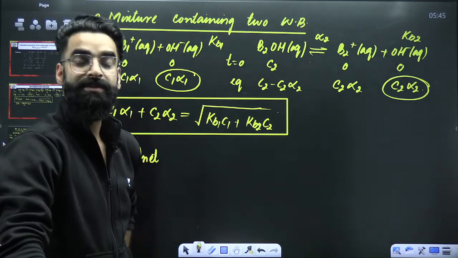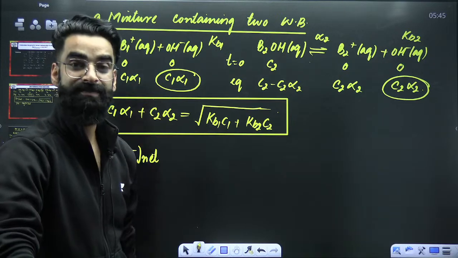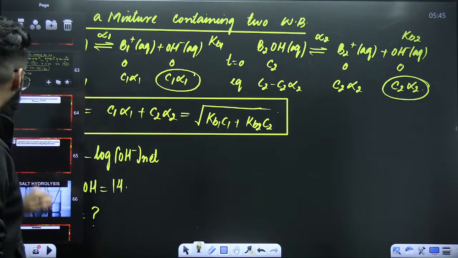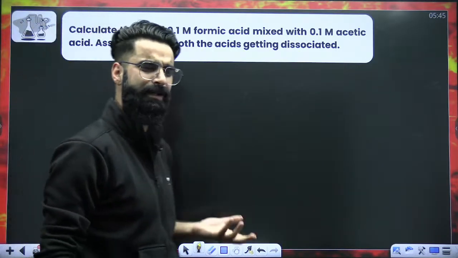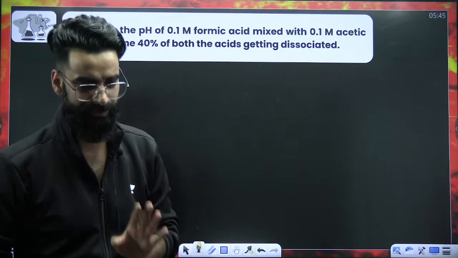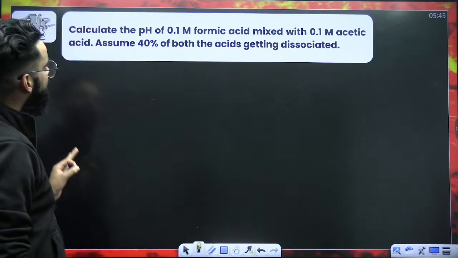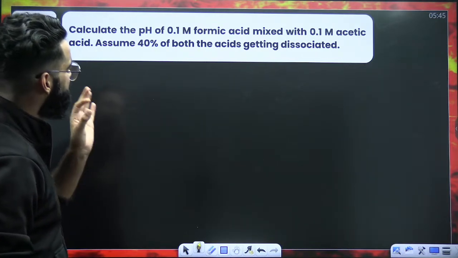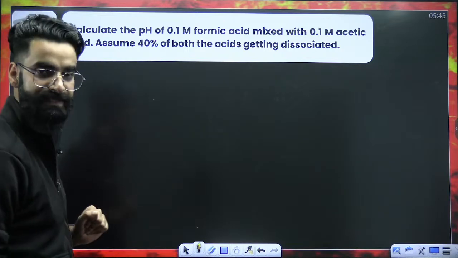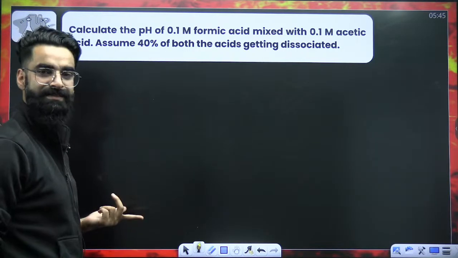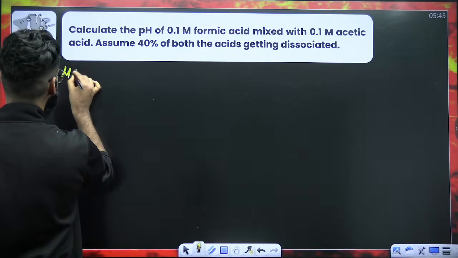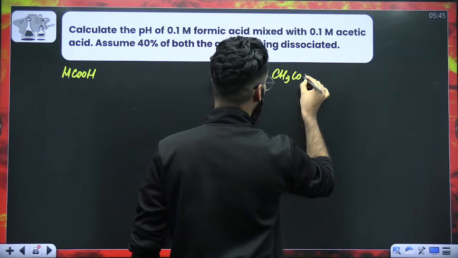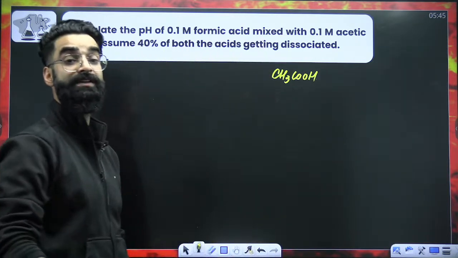All right, let's try to solve certain questions so that you can understand how these concepts are exactly used. For example, this is the question. From one particular question, you'll understand the topic properly. I'm sure about that. See guys, calculate the pH of 0.1 molar formic acid, which is mixed with 0.1 molar acetic acid. So basically, you are given two weak acids. One is formic acid, HCOOH. One is acetic acid, CH3COOH.